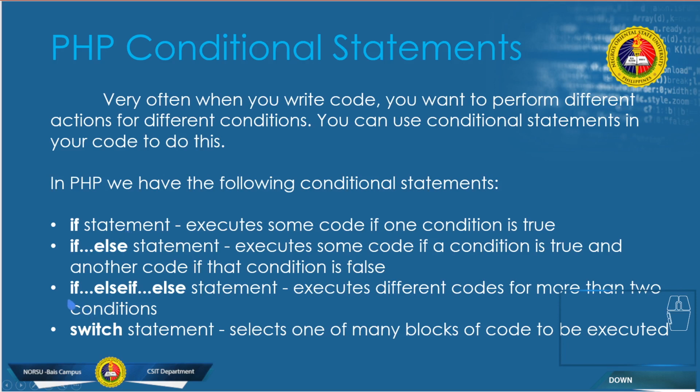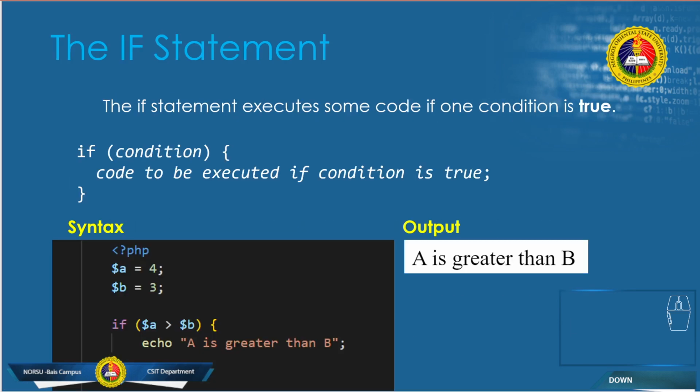All right. However, we have the if, else if, and else statement. It executes different codes for more than two conditions. So if there are multiple conditions that need to be met, not just true or false, then we will use the if, else if statement. And then lastly, we have the switch statement. Basically, it is used to select one of many blocks of code to be executed. I'm pretty sure you're already familiar with this, so let's get along with how we're going to write it in PHP syntax.